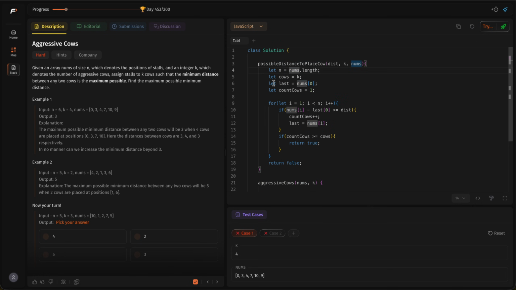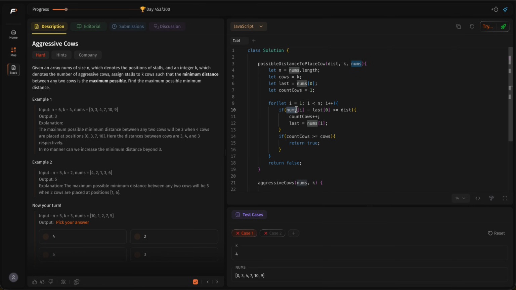I took the length over here, took the cows over here. I placed one cow at the 0th position. Then I am iterating on the array, finding out if I place the cow C2 on this array, is it possible that I can place that cow C2 over there or not, by seeing if my distance is greater than or equal to the distance.